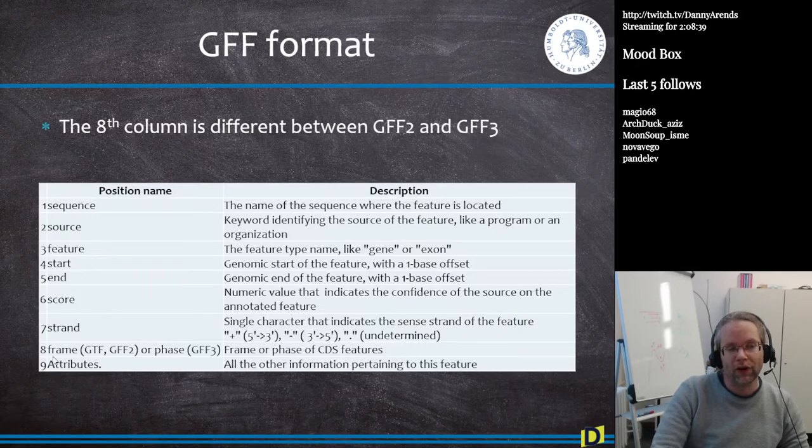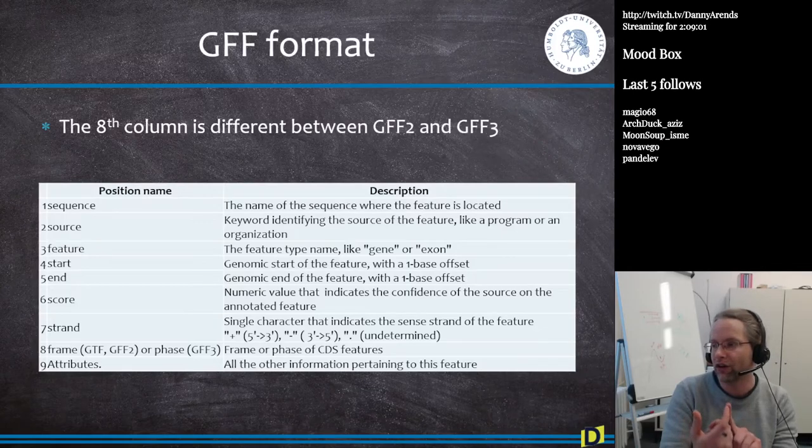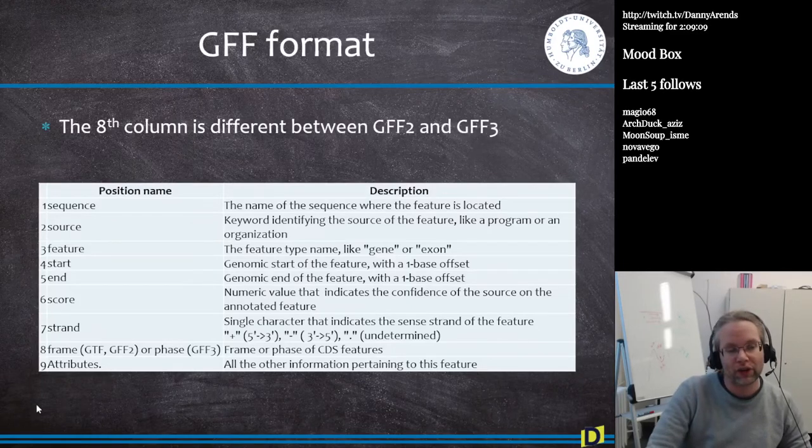Furthermore, in the eighth column, we have the frame or the phase. This has to do with annotating things like proteins, right? When we have a protein, then we have a three base pair codon. A feature can be in line with the codon, so it can be in frame, meaning that the feature starts at the first base pair of the codon, but it can also be out of frame. Some features start at the second base pair of the codon. This is what is encoded in the eighth column: the frame or the phase of the coding sequence feature. Is this coding sequence in frame or is it out of frame?